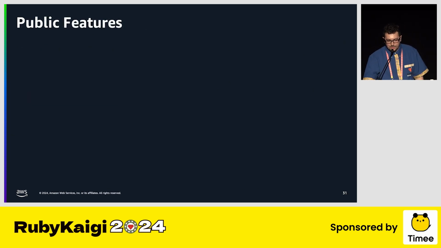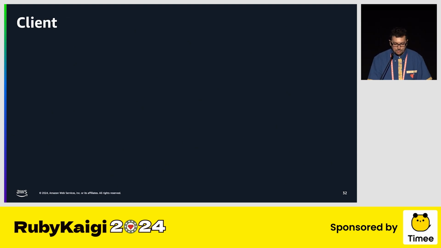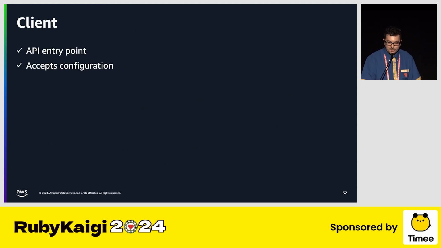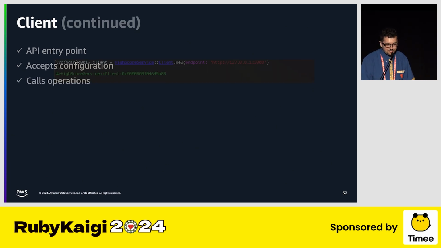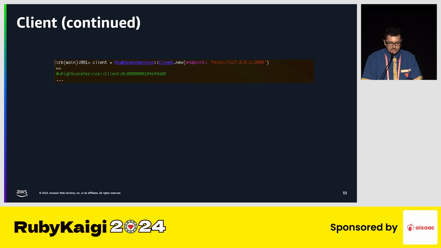Let's dive into the public features of a Smithy Ruby SDK. The most important piece is the client. It's your API entry point. It accepts configuration values such as the endpoint and other public features. It is responsible for calling your operations against your service. In our previous example, we created a client. That was this object right here.